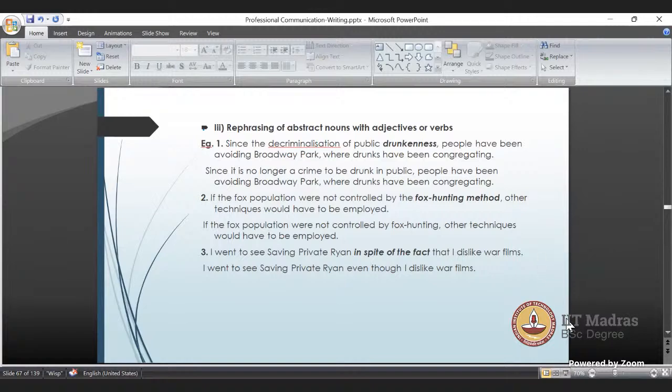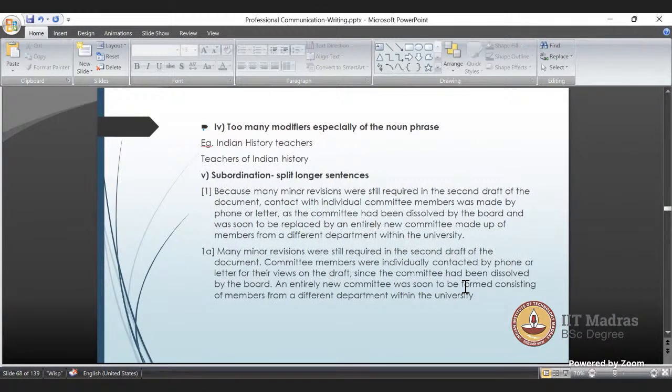All right. So that's about rephrasing. And the fourth one is too many modifiers. This should be very common to you. Some people have a habit of doing this very often. Indian history teachers. Okay, so too many modifiers. You have teachers and history and there's Indian, two modifiers already.